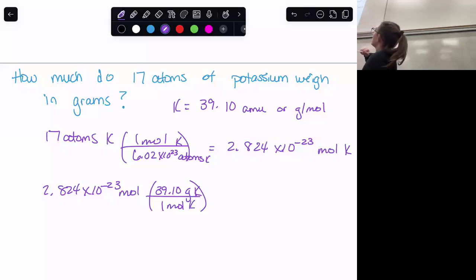We can cancel out our molar unit and just get to grams. And that's going to be the unit that we're looking for. So I got 1.10 times 10 to the negative 21 grams.